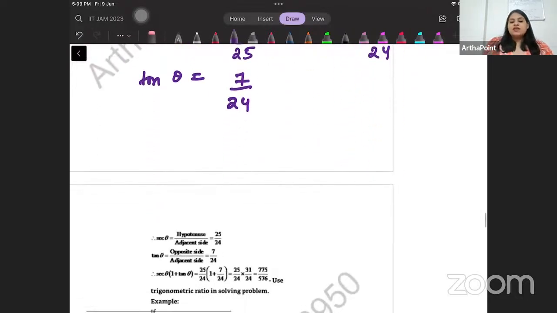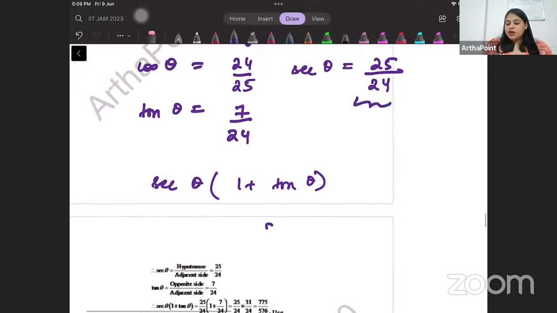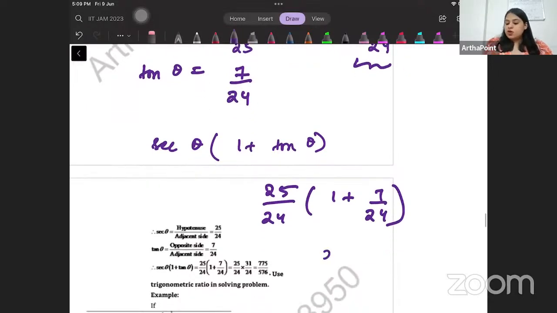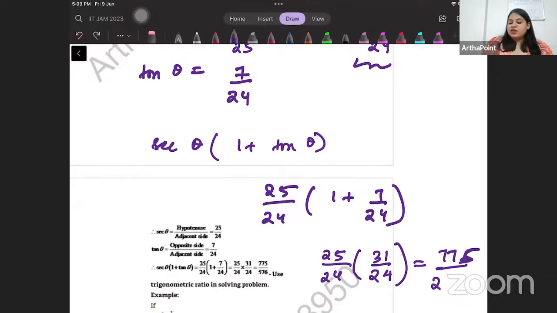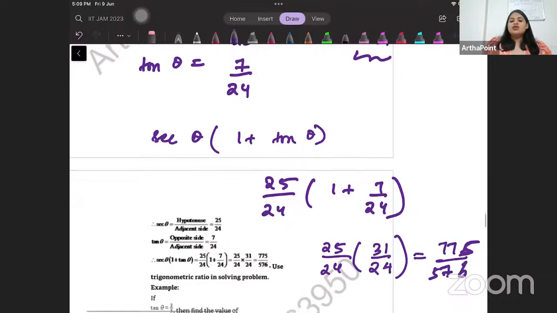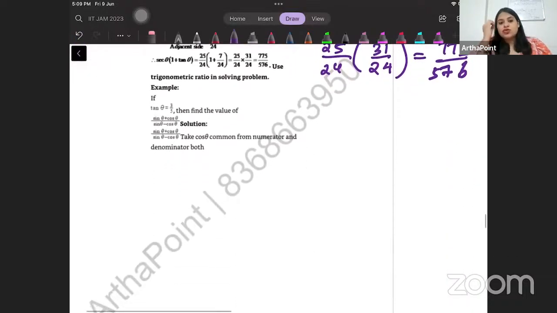So now it is asking to find out sec theta into 1 plus tan theta. Sec theta you have found out as 25 by 24 into 1 plus 7 by 24. So this is going to be 25 by 24 into 31 by 24. So this will be 775 by 576. So that will be the answer to this question, right? Come to the next question, beta.